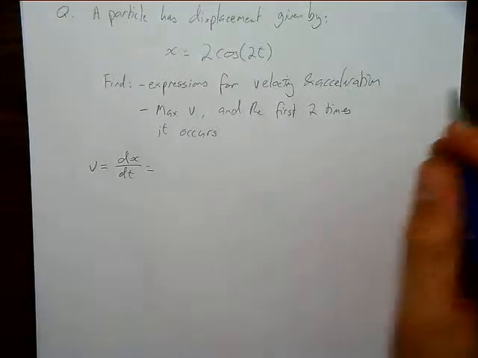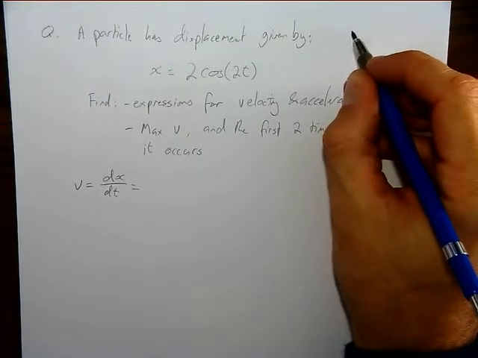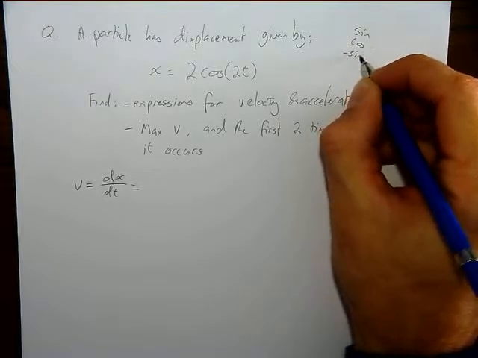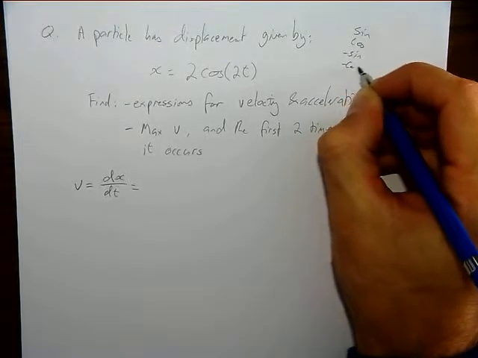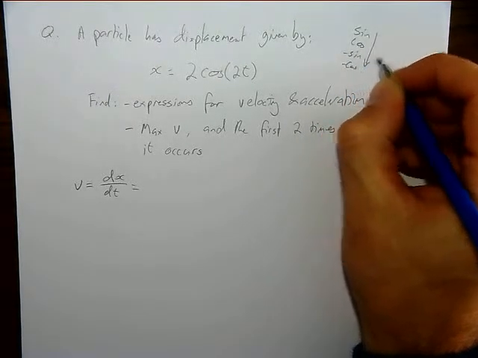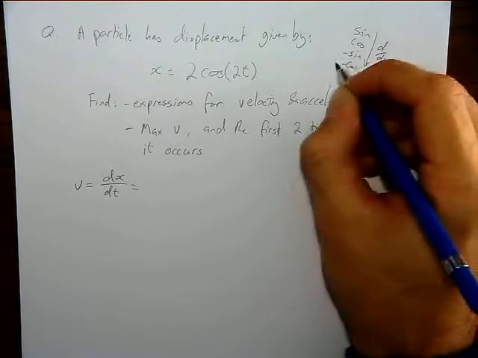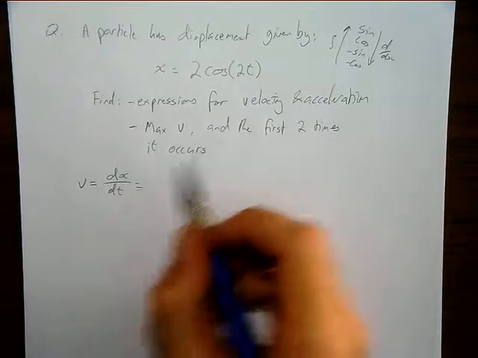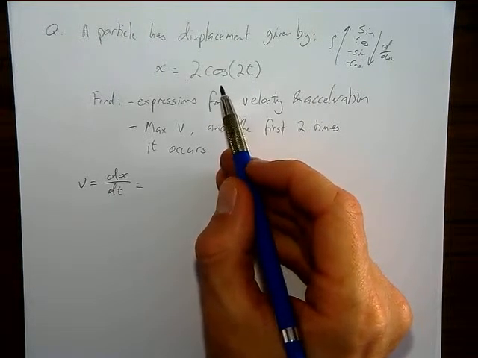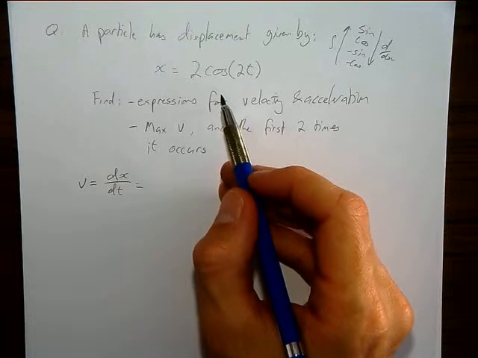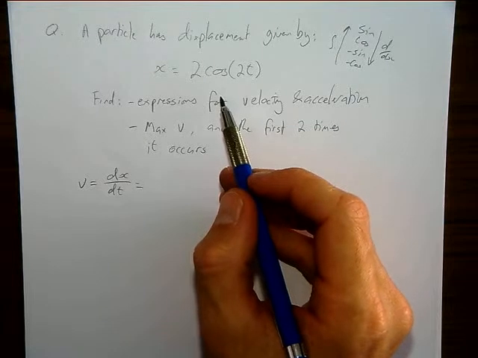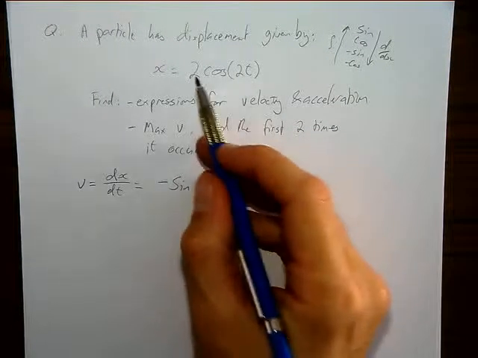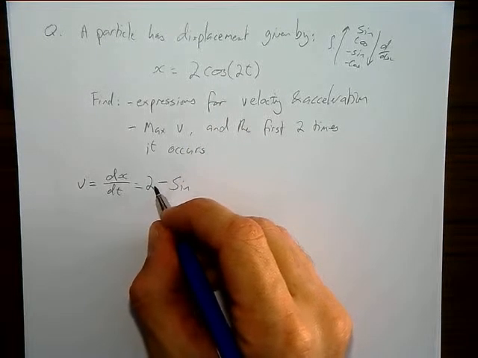So the derivative of cos, now remember our little thing we always write: start with sine, cos, negative sine, and negative cos. So if we're going down, we're deriving, and if we're going up, we're integrating. So if we have a cos function, what's the new function going to be if we derive it? Negative sine. So we have 2 times negative sine.